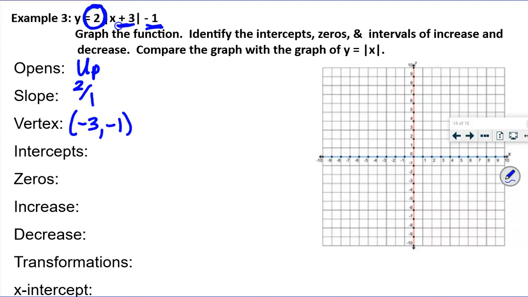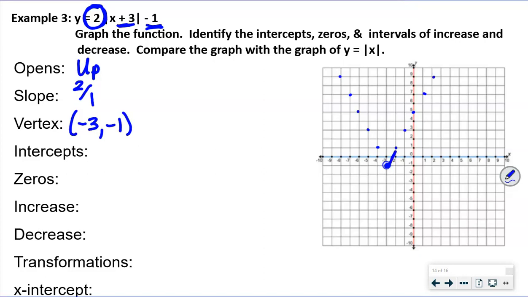So let's go ahead and plot our vertex first. So we're going to plot our vertex at -3, -1 right here. Now this, we know it opens up. So what we're going to do from this point is we're going to go 2 up and 1 over. Right there. And then we're going to do the reflection of that on the left. So we're going to go 2 up and 1 over here as well. And I can keep doing that so that I can make sure that my line is going to be relatively straight, right? I'm going to do it another couple times over here. So again, I can make sure it's relatively straight at least.